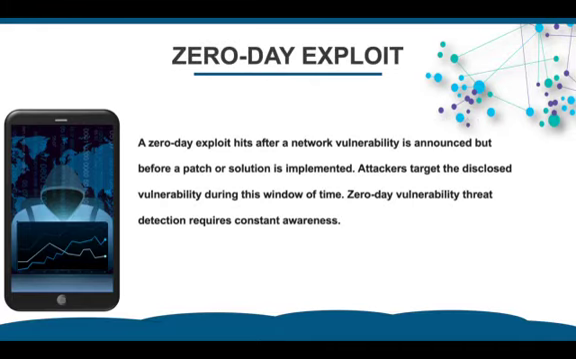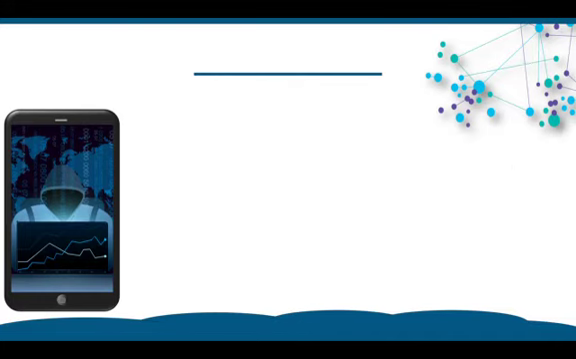And then we have the zero-day exploit. The zero-day exploit hits after a network vulnerability is announced, but before a patch or solution is implemented. Attackers target the disclosed vulnerability during this window of time. Zero-day vulnerability threat detection requires constant awareness.